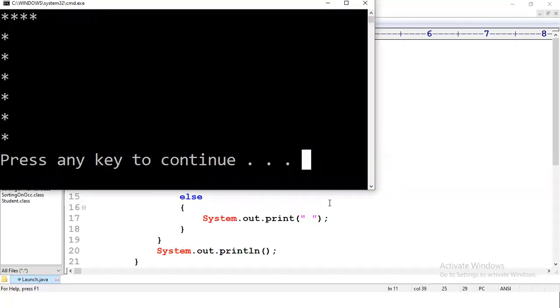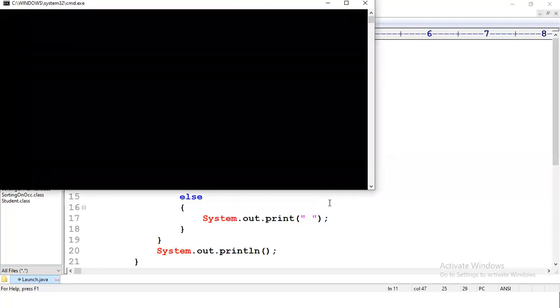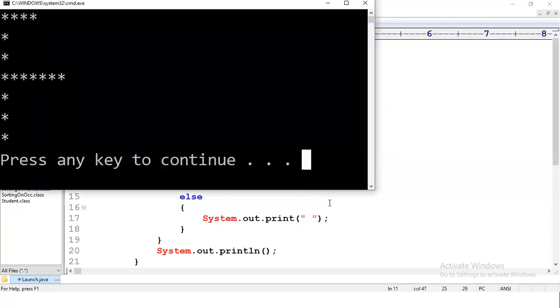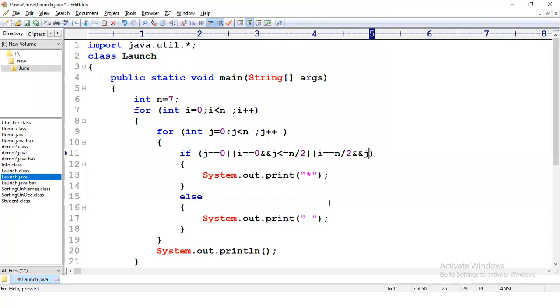We got that. Next, I'll tell the OR operator. I want the middle line. I'll not draw this line, I'll draw the middle line. i is equal to n by 2. I means row. I want the middle row line. If I tell only that much, it will give you the complete middle row. You don't want complete, so I'll tell the AND operator, and here j is less than or equal to n by 2. Simple.